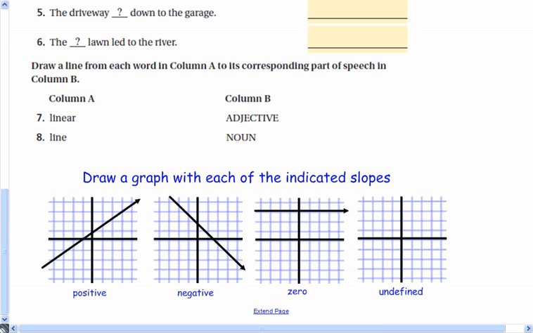And if it has an undefined slope, that's a vertical line. There is no run for the rise. So undefined has 0 run. 0 slope has 0 rise.